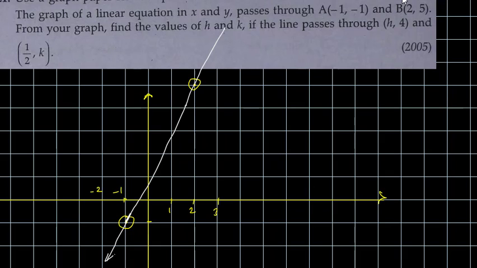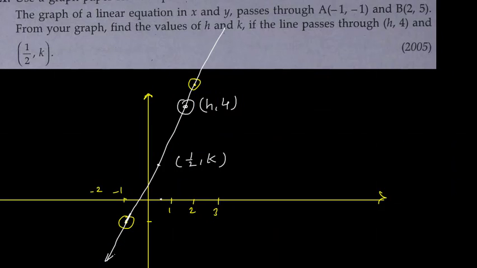This is your point h comma 4, and the other point is 1 by 2 comma k. So along x-axis 1 by 2 comma k, the point will be somewhere here. This is your 1 by 2 comma k. Okay, sorry, this point is h comma 4, not k. H comma 4.